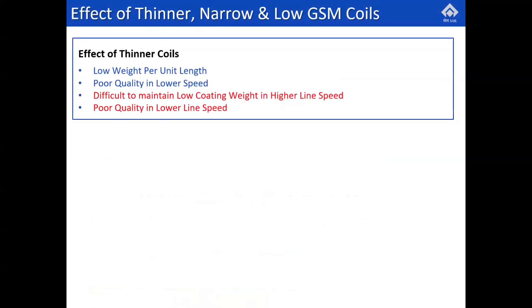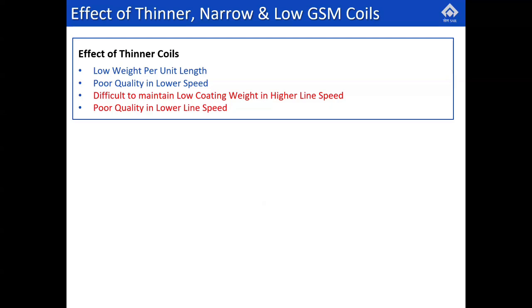So the effect of thinner, narrow, and low GSM coils. In thinner coils, there is low weight per unit length, and poor quality at lower speed. In thinner coils, our line speed cannot be reduced, let's say below 100 mpm, meters per minute. It is due to the fact that the coating becomes rough and the appearance becomes unacceptable.